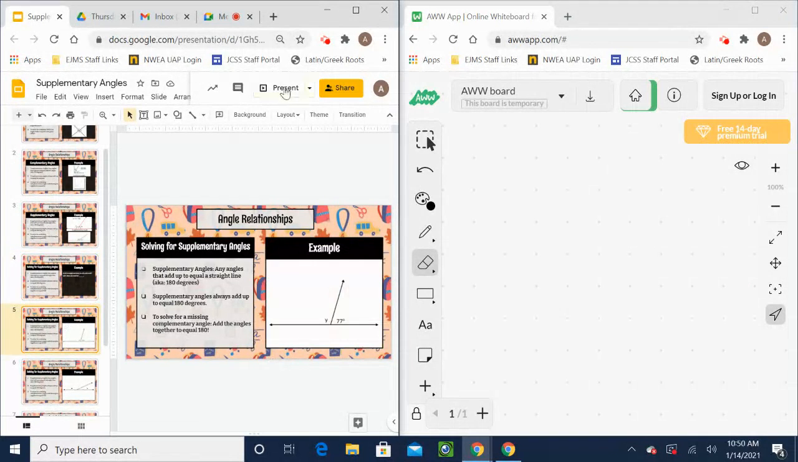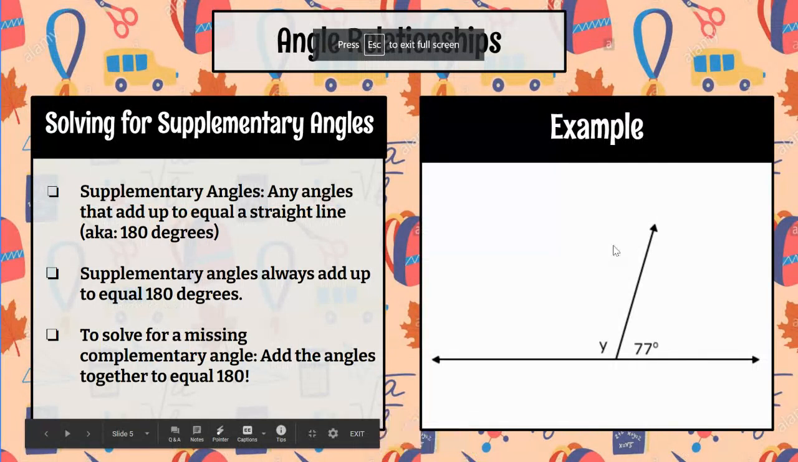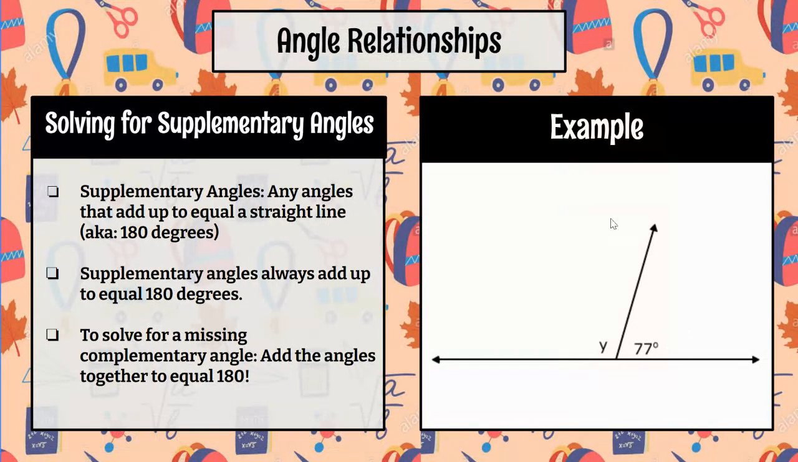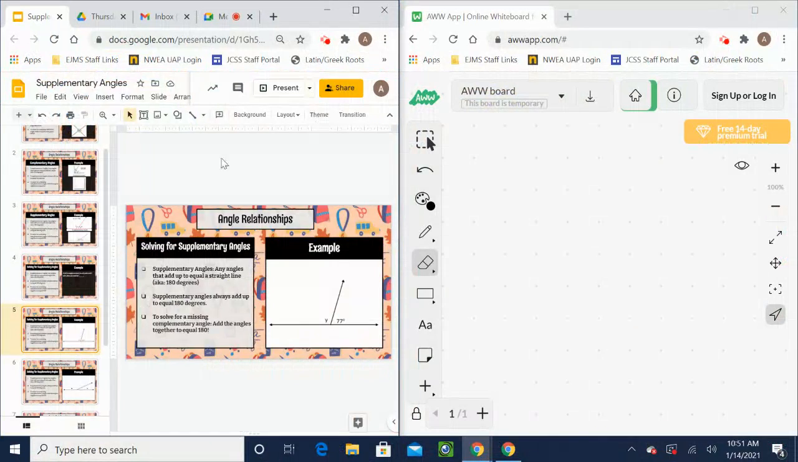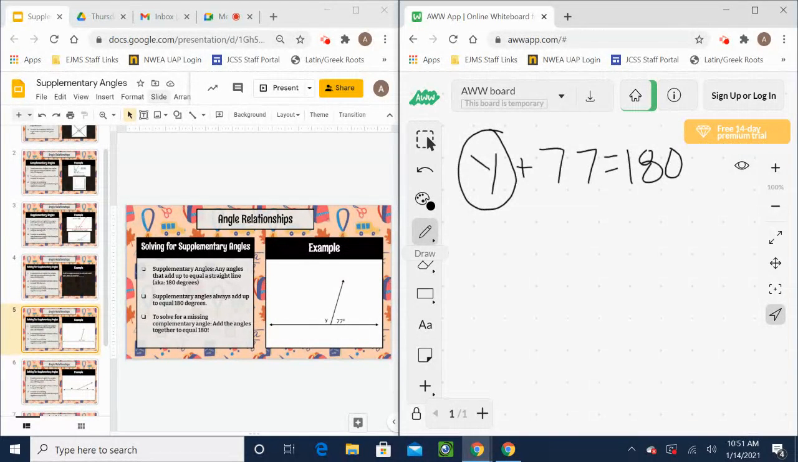All right, for this next one, this one's going to be really similar, okay? So we've got angle Y and angle 77 degrees. These make a straight line, so they're supplementary, so they're adding up to 180. So what I'm going to do is take my angle Y that it gives me, add it to my other angle, which is 77, and they're supplementary, so they add up to equal 180. Remember, just like last time, we're looking for Y. We are adding 77 to Y.